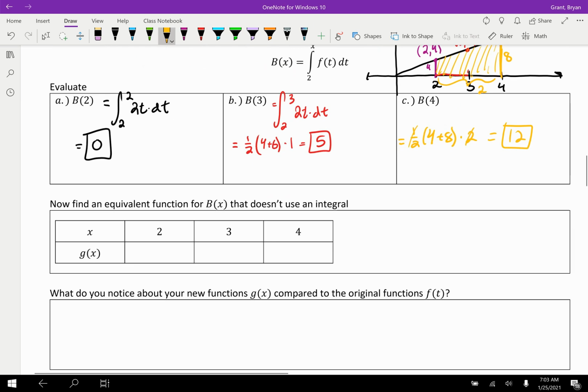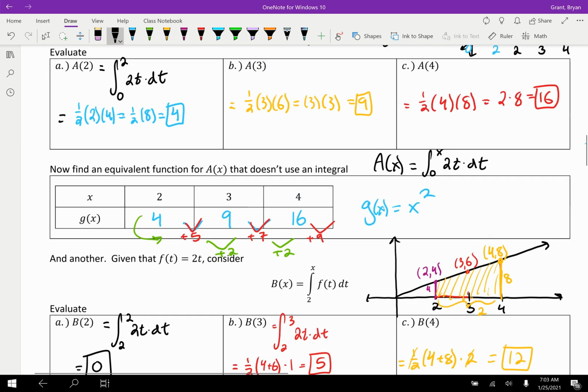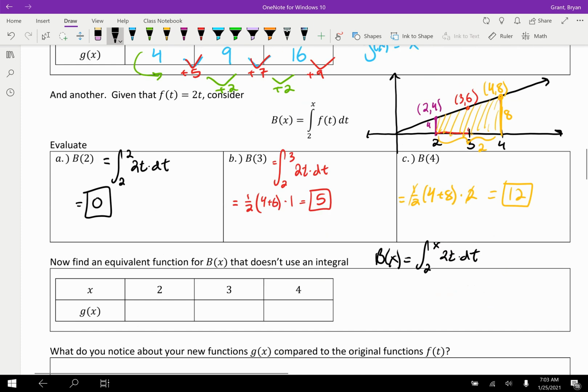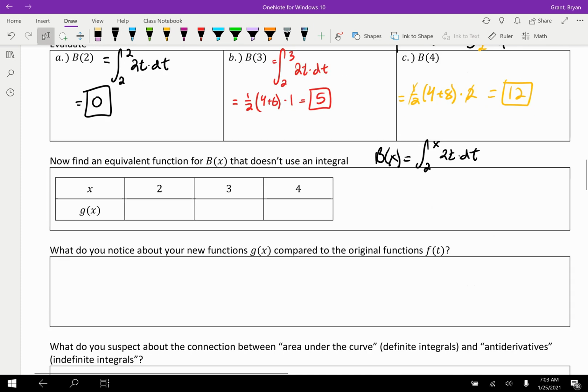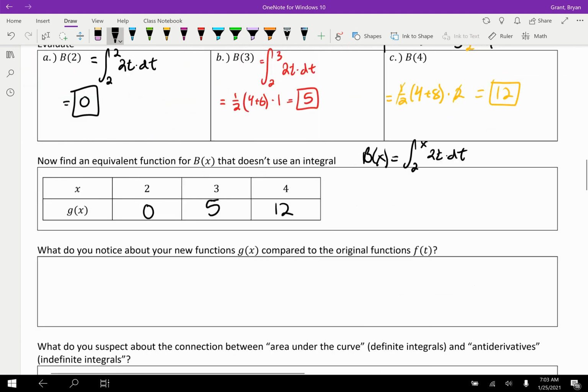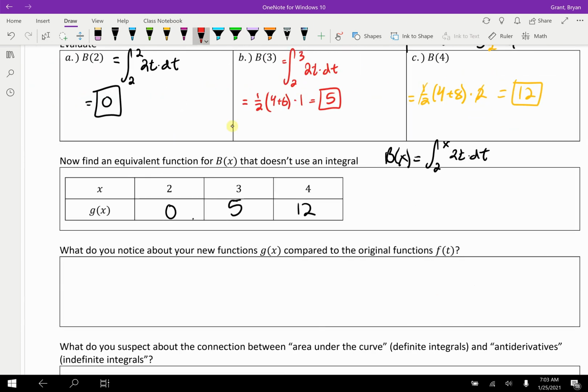Same thing as before. We said that b of x was equal to the area from 2 to x of 2t dt, which is really similar to our function up here, right? Except instead of 0, we're starting at 2, yeah? And so we need to fill these in. So we had 0, 5, and 12. Okay, so this one went up by 5, then by 7. Oh, it's that same pattern before. The next one's going to go up by 9. So there is a common difference of going up by 2 every time.